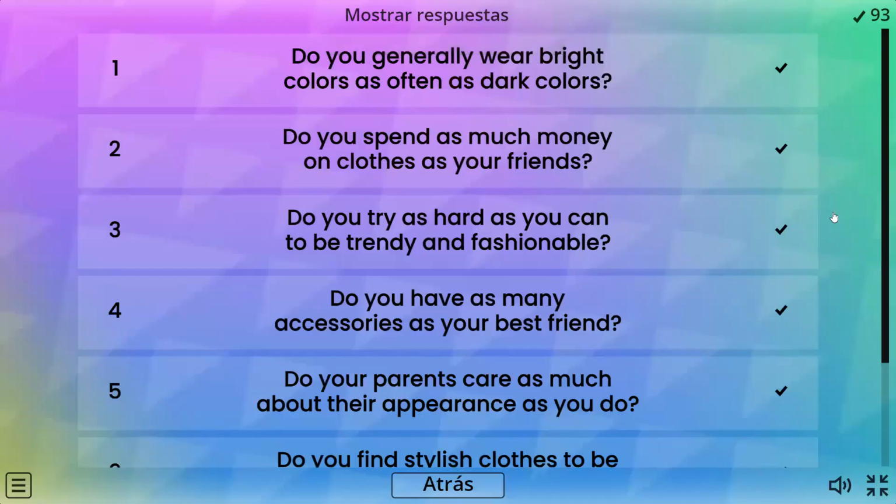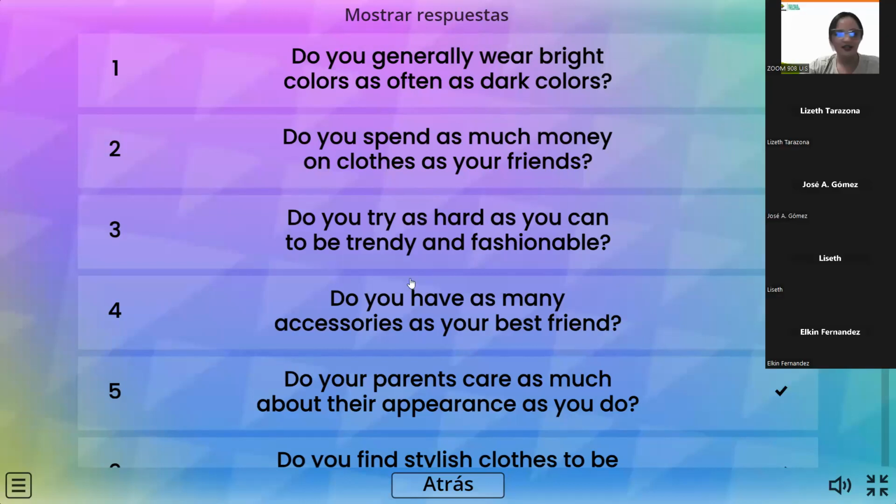Okay, let me see what's going on in the chat. Number 3. I know number 3 maybe was one of those sentences that made you think about the combination of can and to be. Is it because of that, Elkin? Yes, teacher. When I was checking it, I realized that. But don't worry, everything is okay. Everything is under control.